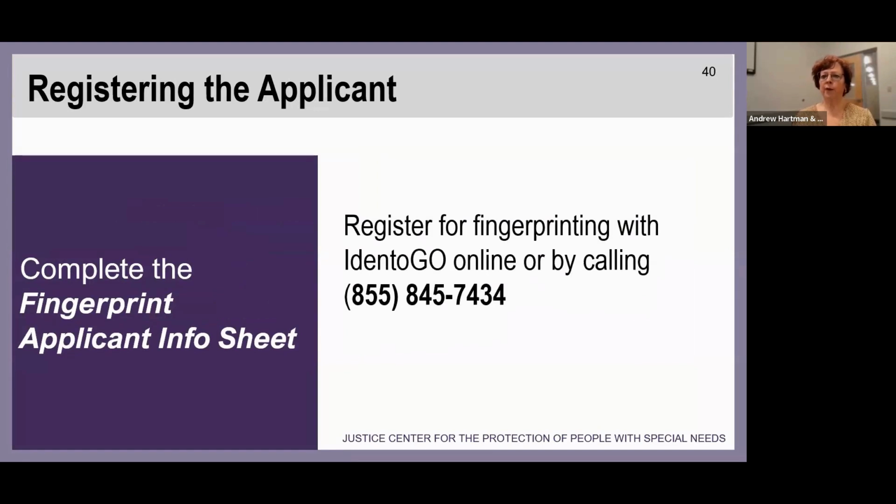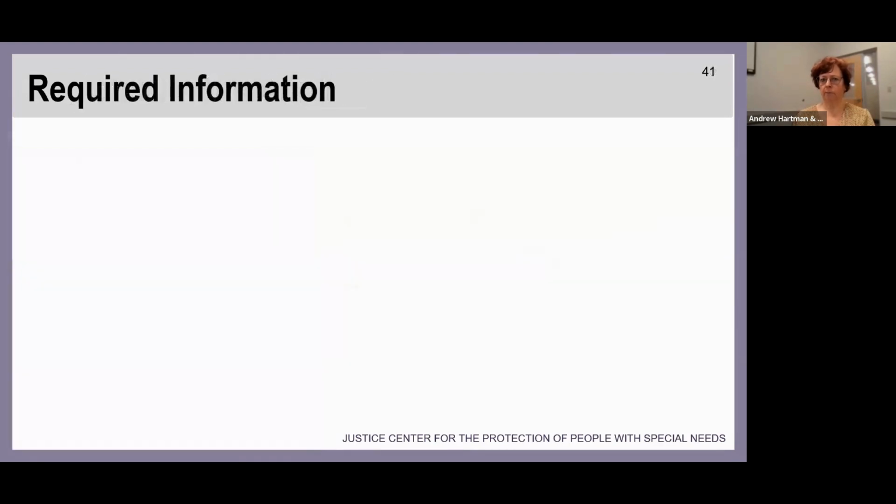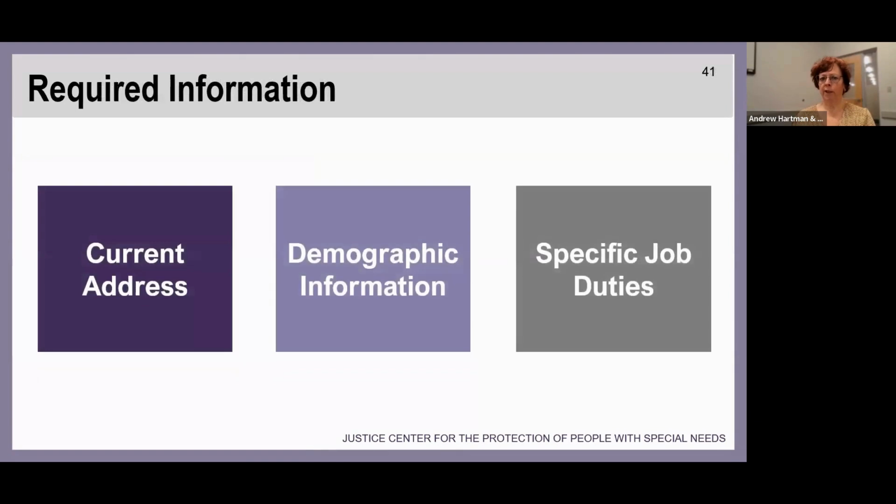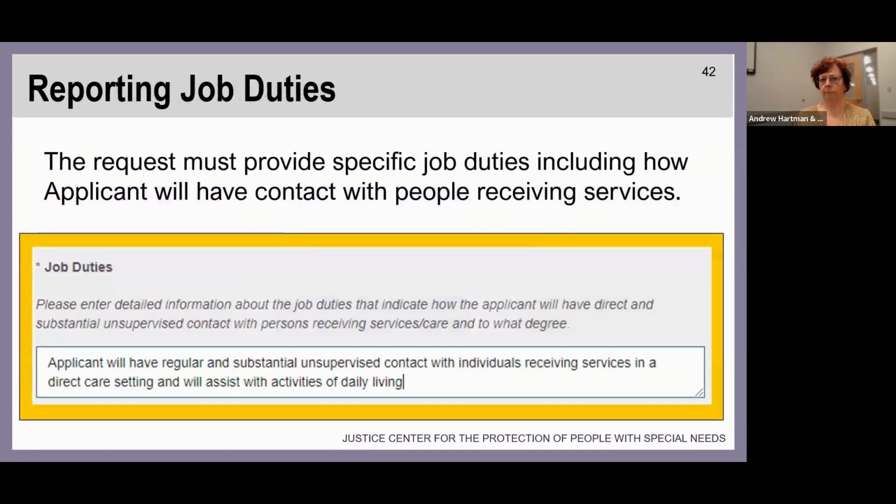You register for fingerprinting with Identigo either online or by calling the 855-845-7434 telephone number shown. The required information would be their current address, demographic information, and specific job duties. The request must provide specific job duties, including how the applicant will have contact with people receiving services.